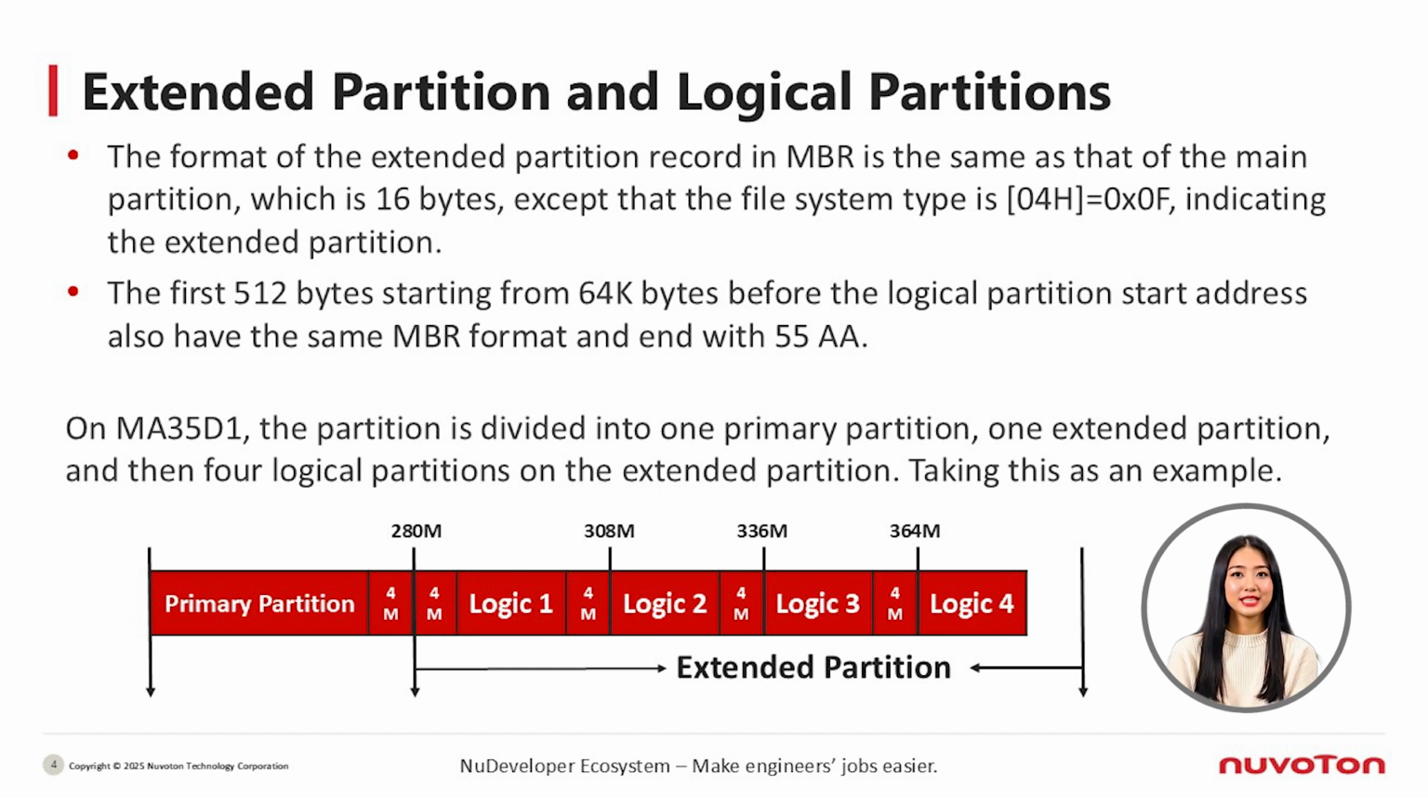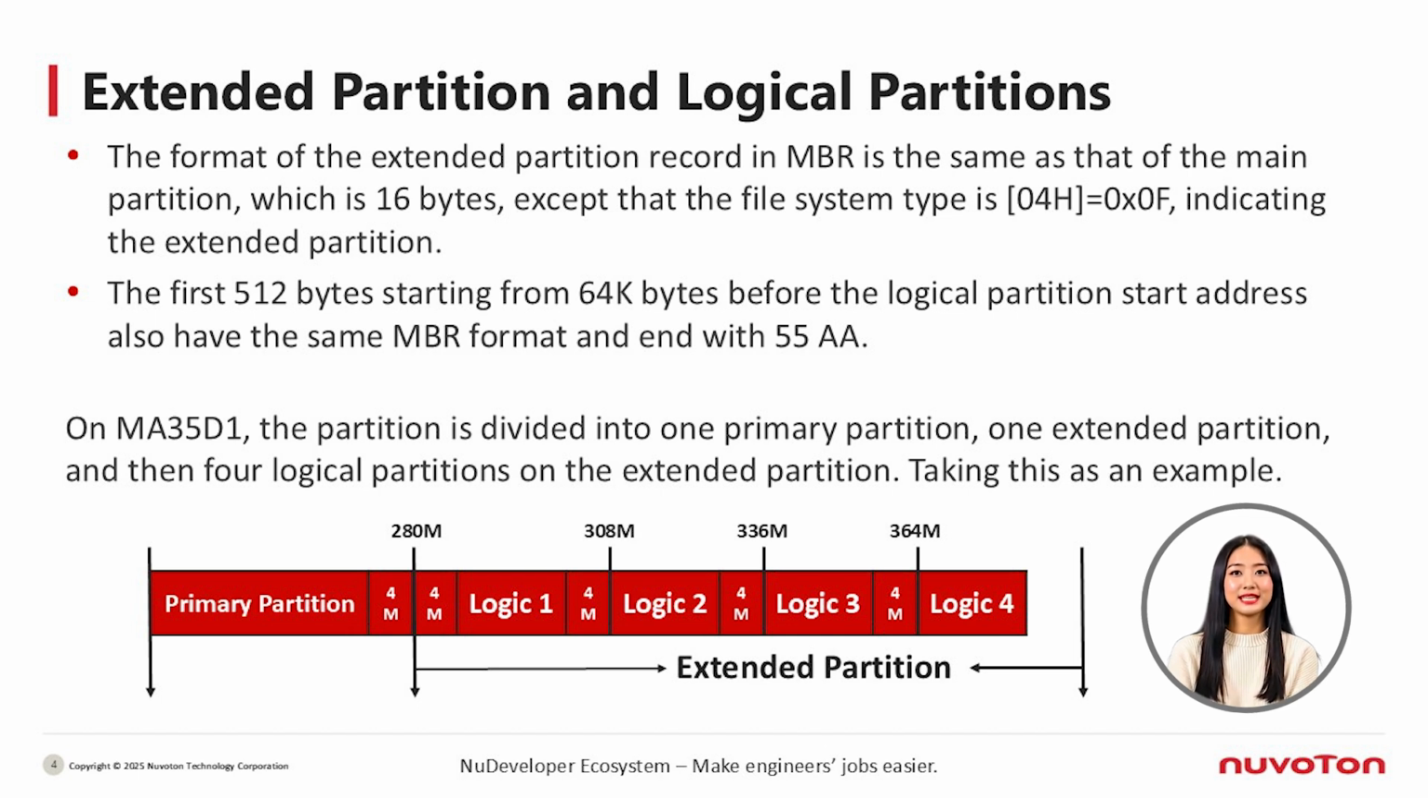The main partition has 240 megabytes, plus 32 megabytes for boot, plus 4 megabytes for alignment. The end address is at 276 megabytes. The extended partition starts at 280 and ends at 400 megabytes. The start address of the first logical partition is aligned with the start address of the extended partition by a 4 megabyte alignment. The start address of the first logical partition is 284 megabytes, the end address is 304 megabytes, and the size is 20 megabytes.